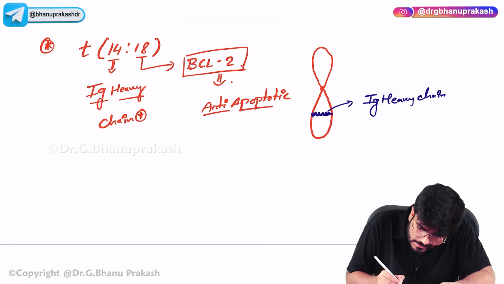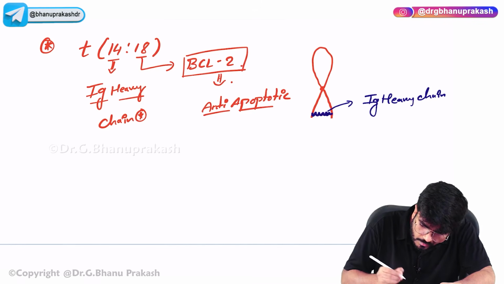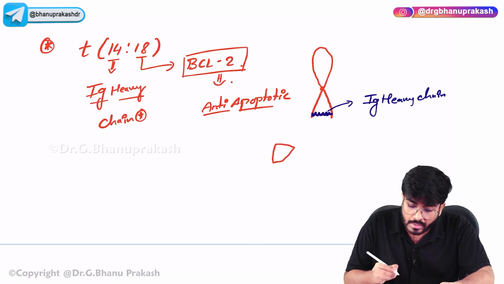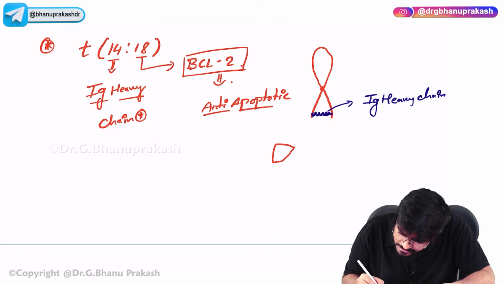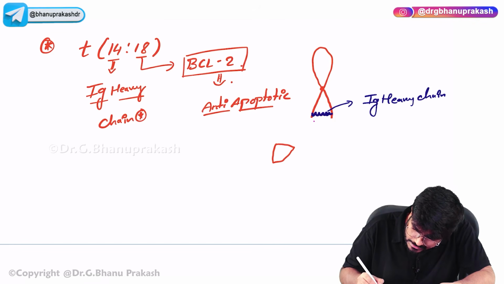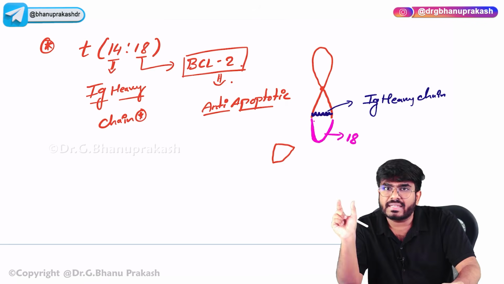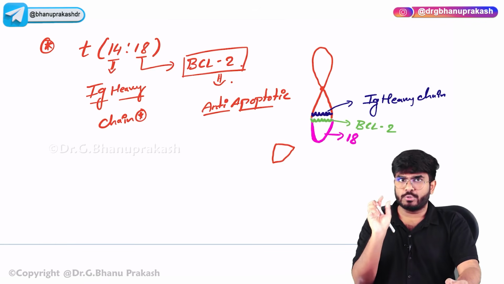Now what's happening? This part is getting broken. This area of chromosome number 14 got broken down and separated. Now from chromosome number 18, this is the 18th chromosome, this part which I am showing in pink color is coming and getting attached here. So what is the gene that is located here? This is the BCL2 locus. This is the BCL2 gene.